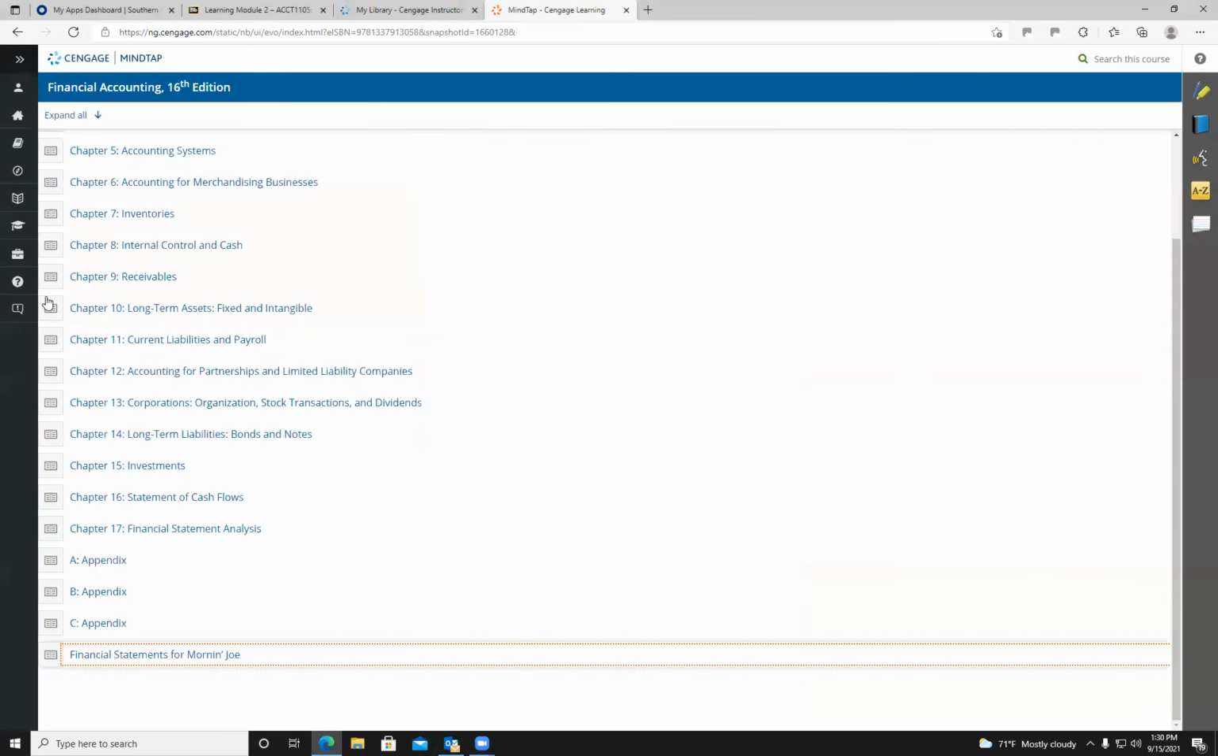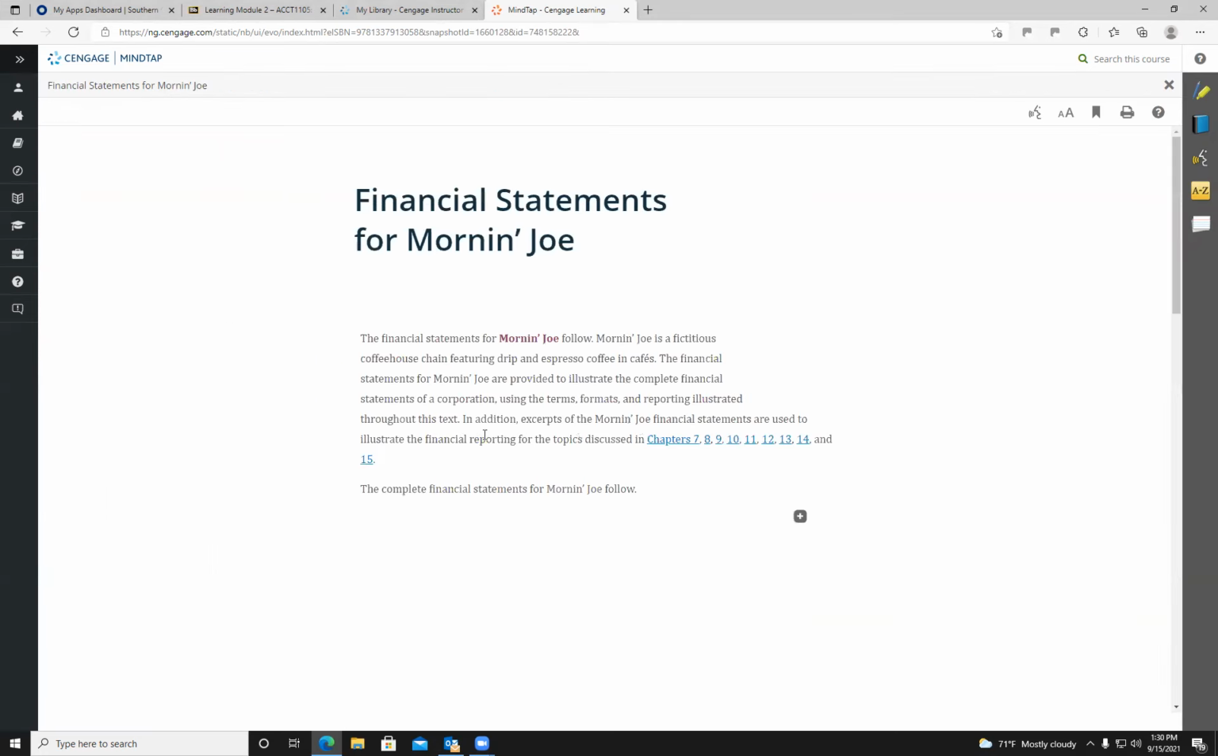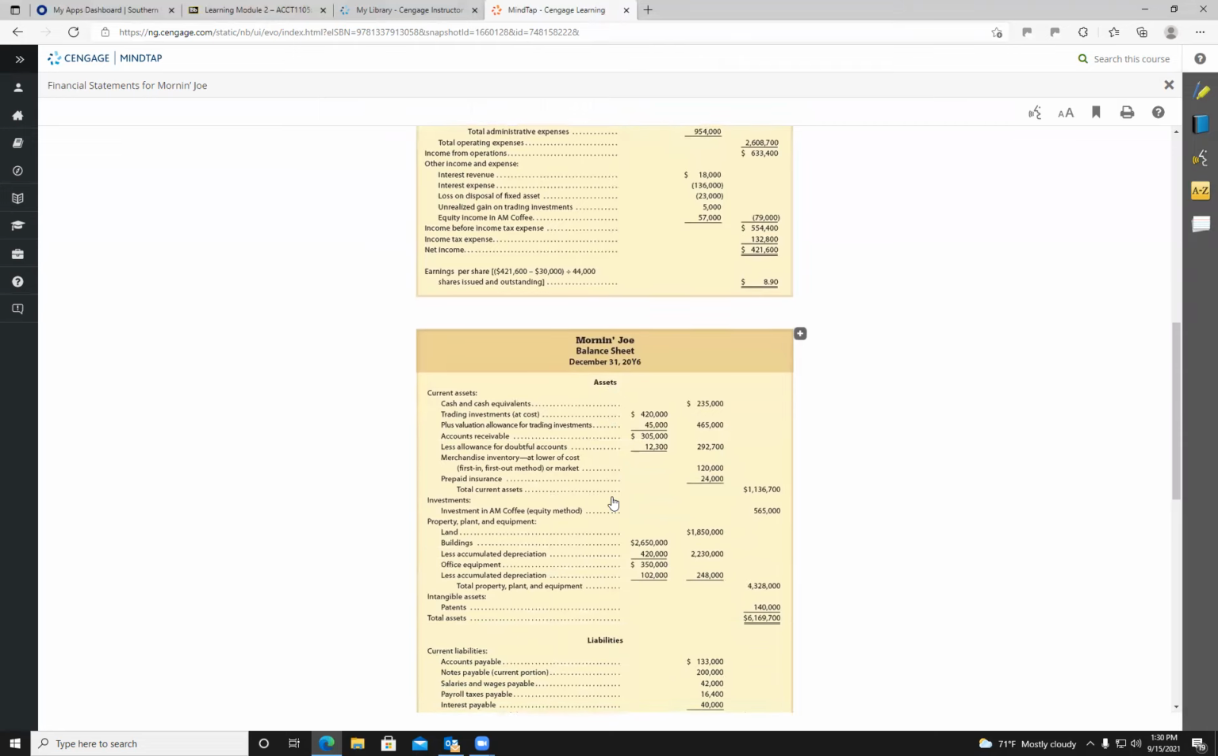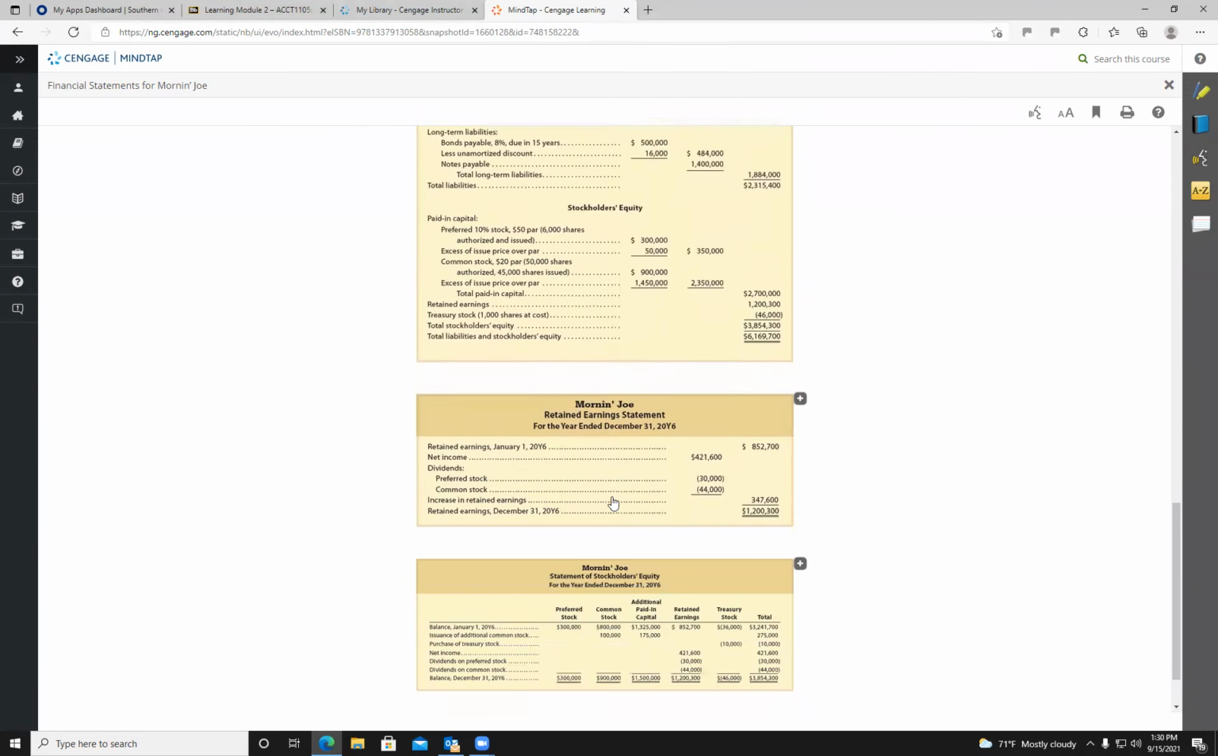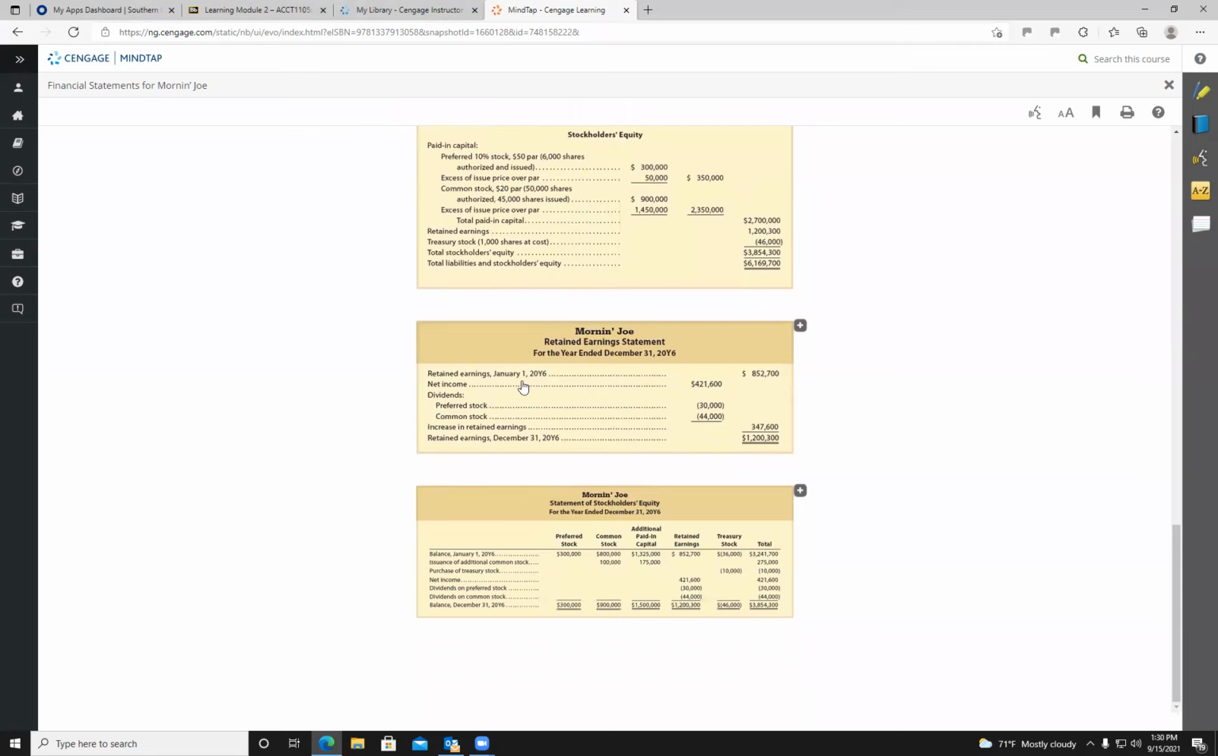So if you want to go to your table of contents, you would just come down here to financial statements for Morning Joe, and you'll be able to see an example of these financial statements. So we have the income statement, the balance sheet, a retained earnings statement, which we haven't discussed yet, and then your stockholders' equity statement. So we're going to go back to chapter 11.